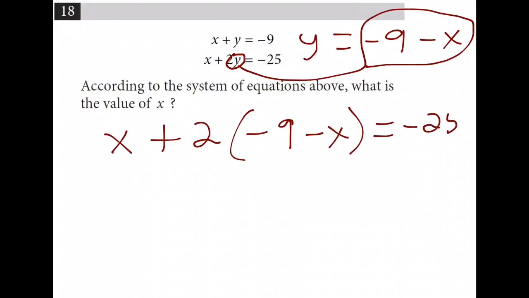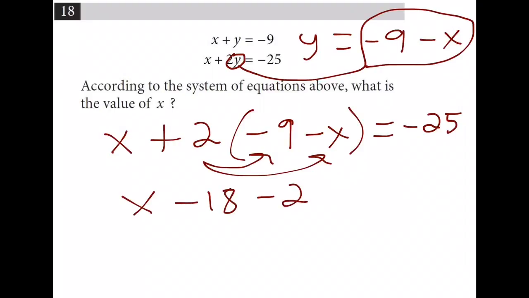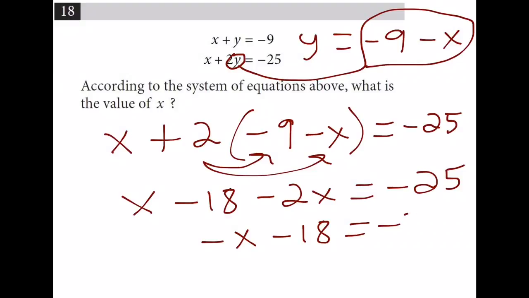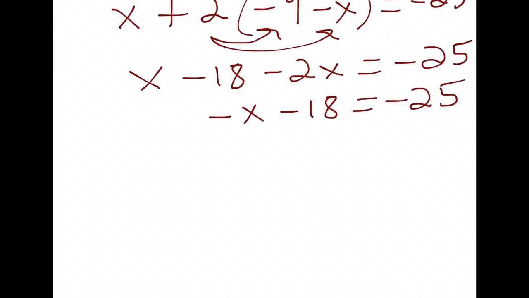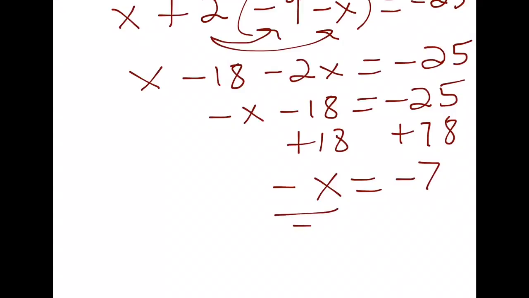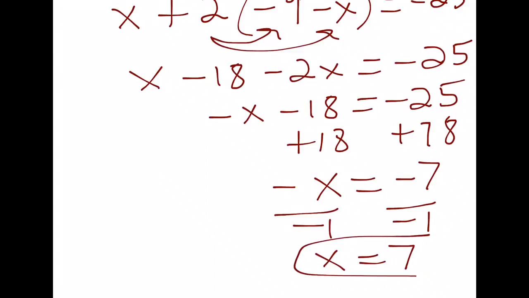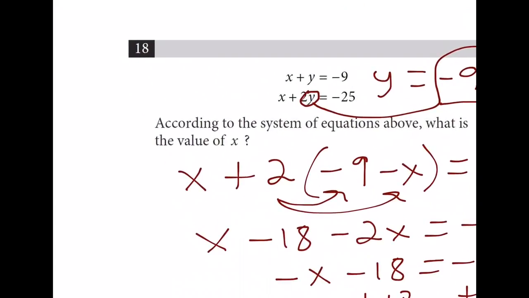is equal to -25. The next step is to distribute the 2, and I'm left with x minus 18 minus 2x is equal to -25. If I combine like terms, I get -x minus 18 is equal to -25. If I add 18 to both sides, I'm going to get -x is equal to -7. Divide out the negative ones, I get x is equal to 7. That's my final answer. This was a bubble in.